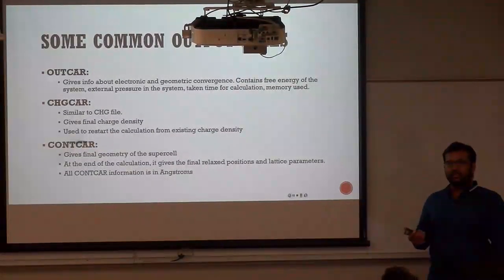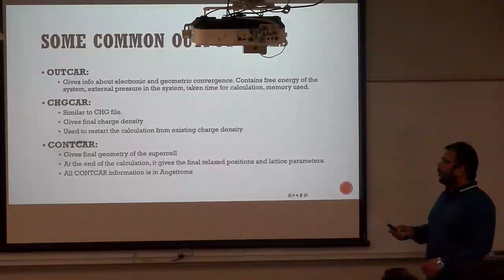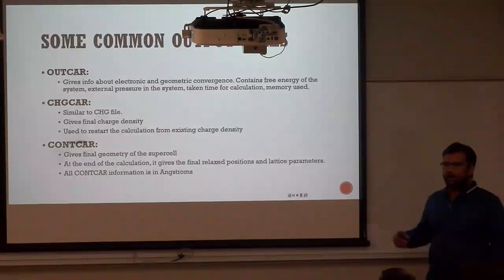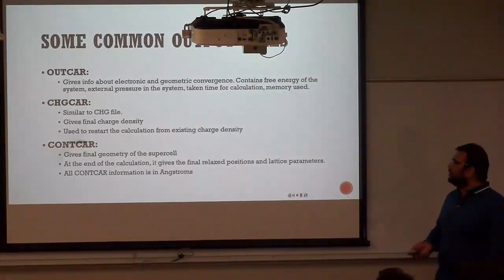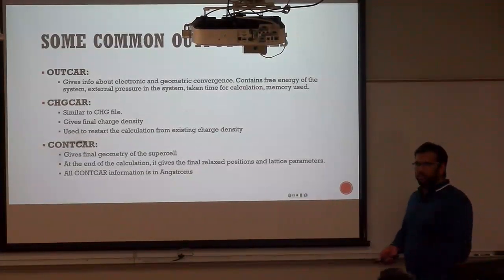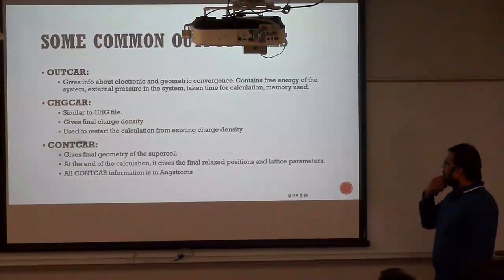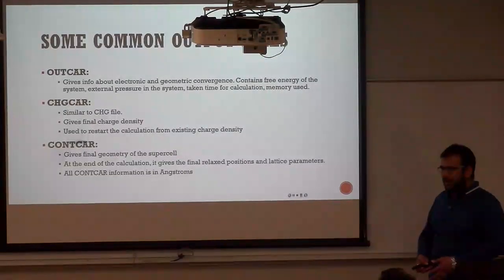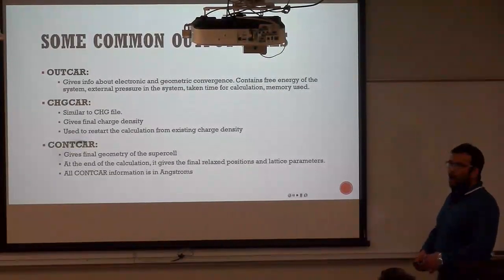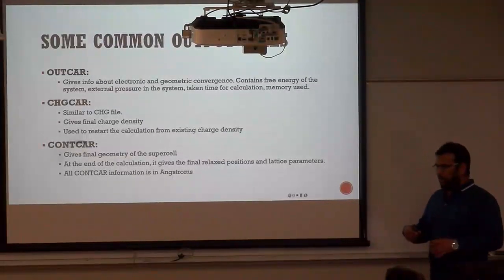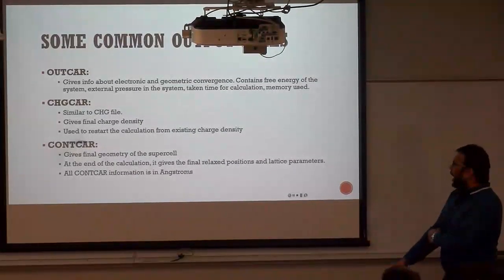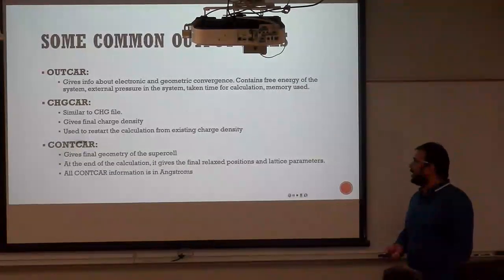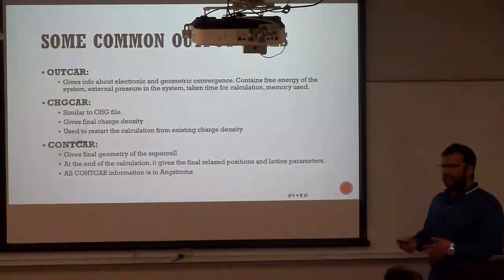The OUTCAR file is considered one of the most important output files for a VASP simulation, and it gives information about the electronic and geometric convergence. It contains the free energy of the system, the external pressure of the system, the time taken, the memory taken for the calculation, and all the information related to a particular VASP simulation. And besides the CHGCAR file, there is another file called the CHG file.